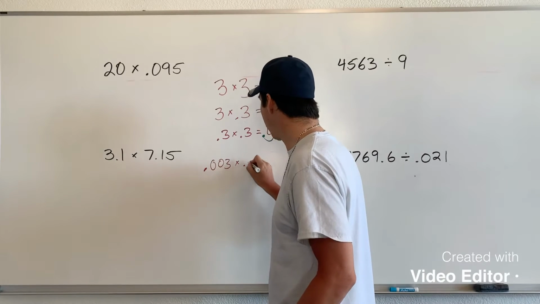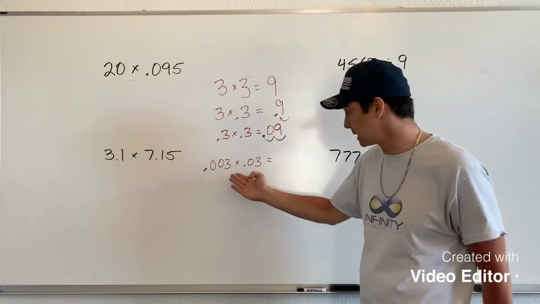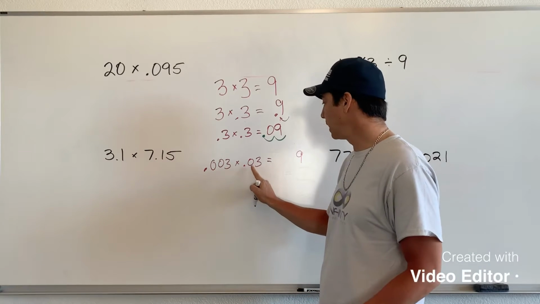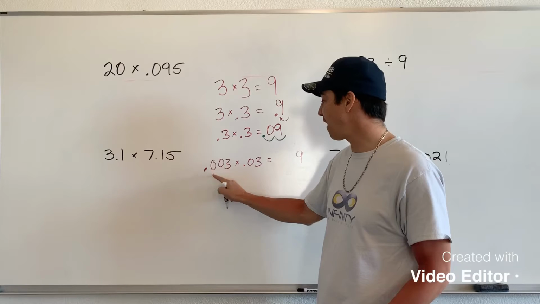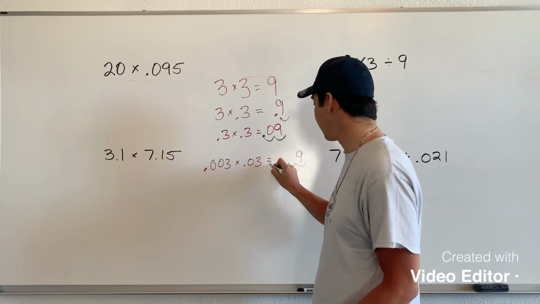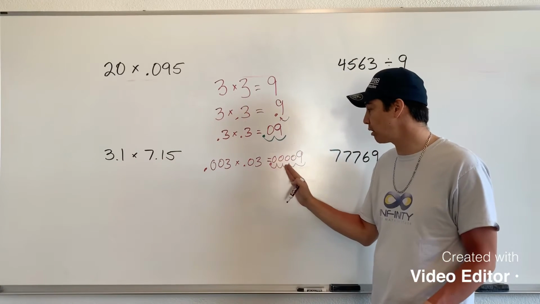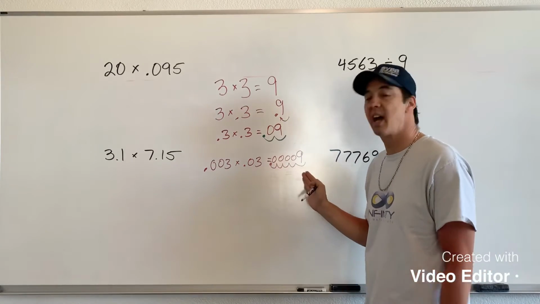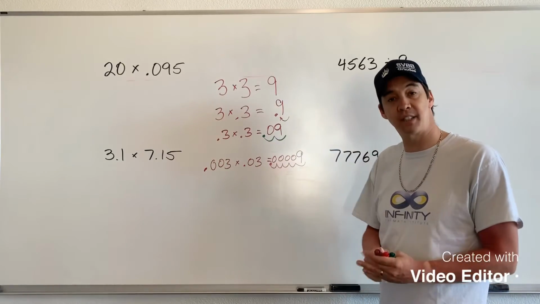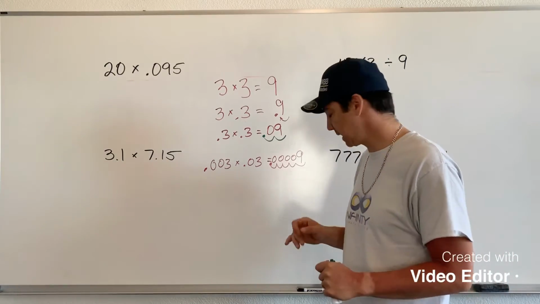0.003 times 0.03 is equal to, now I multiply as if they're whole numbers. 3 times 3 is 9. 1, 2, 3, 4, 5. 1, 2, 3, 4, 5. So the answer is 0.00009, or 9 hundred-thousandths. Okay? Very simple. Multiply as if it's a whole number, count the decimals in the factors, and apply the same number of decimals to the product.